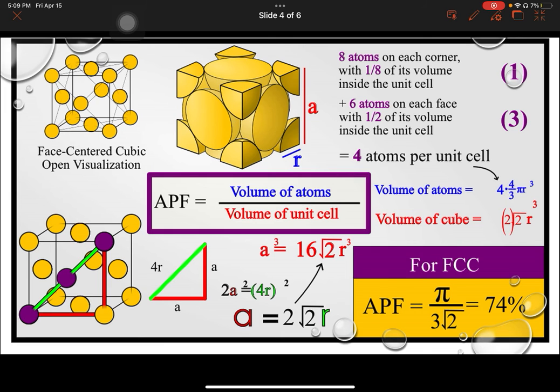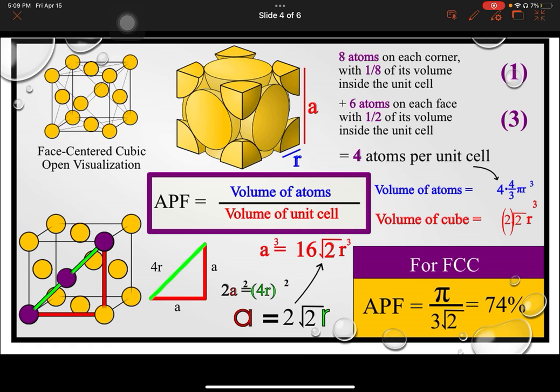To be able to calculate this, first we need to know that there are 8 atoms on each corner, and each one of these corners is 1/8 the volume of an atom, and that's the amount that is inside the unit cell. And then there are an additional 6 atoms on the faces, each with half of its volume within the unit cell. So if you add up the 1 atom from the corners and the 3 atoms from the faces, you get a total of 4 atoms per unit cell.